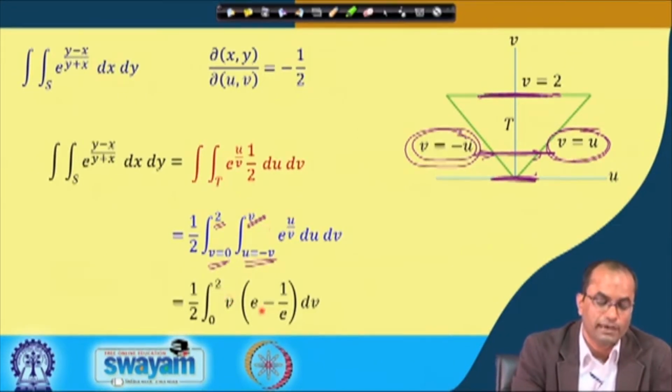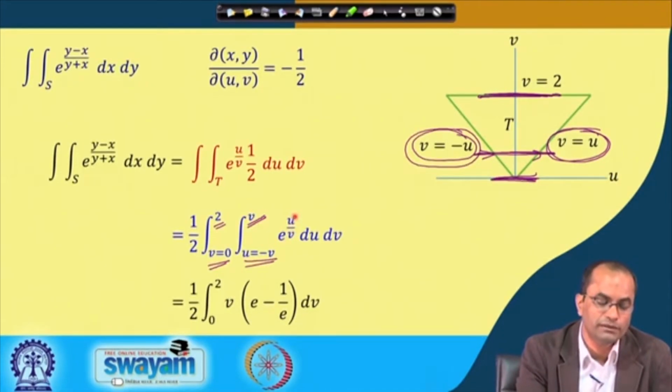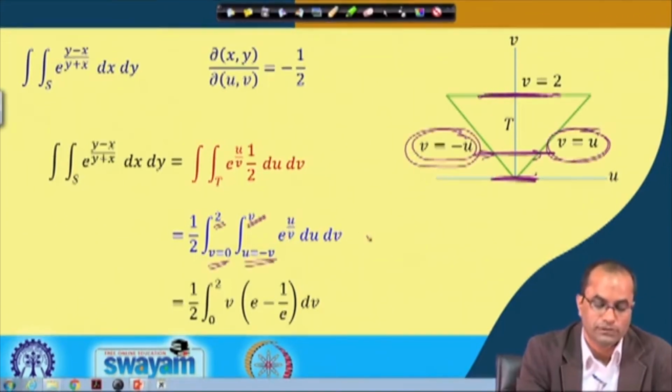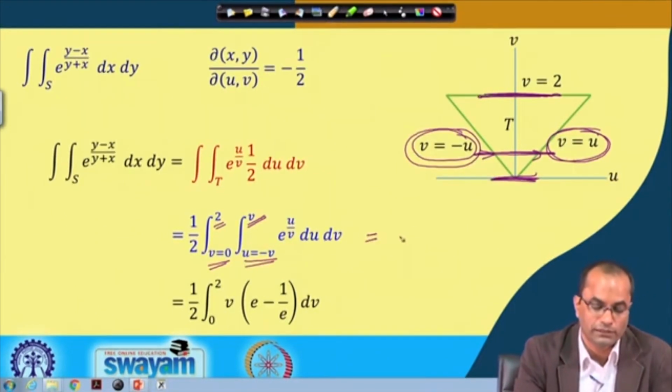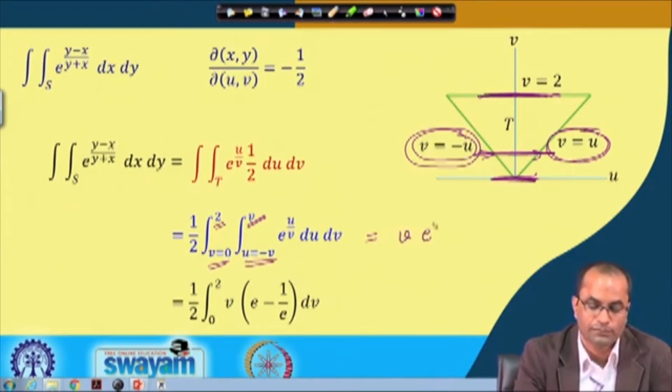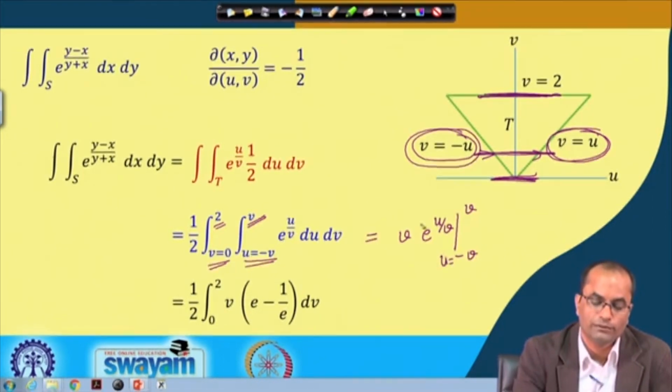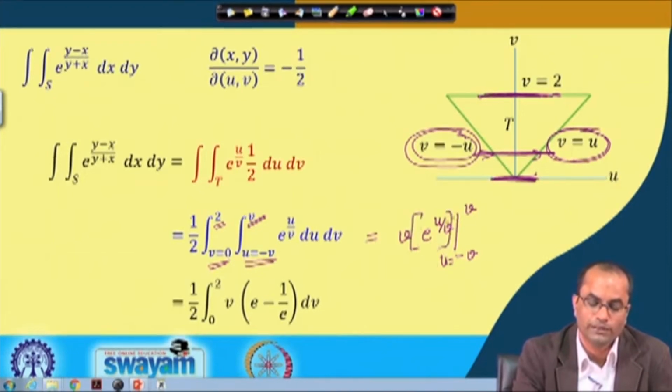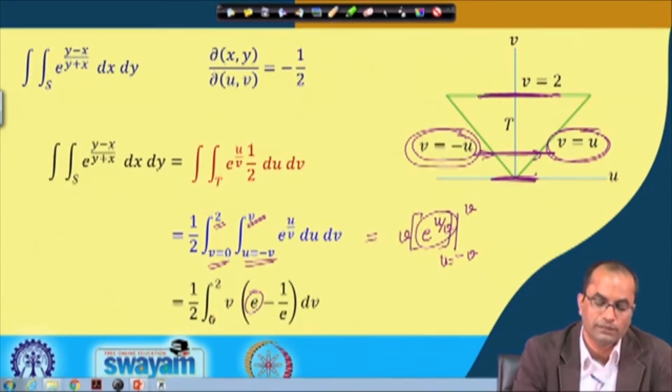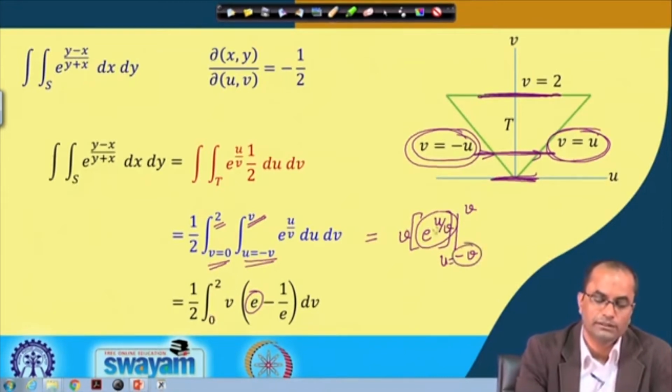So, v and then this e power u over v, when we put the upper limit v, it will give us e power 1. So, that means e minus the lower limit here. Again, just to make it clear, we have this integral e power u over v, and we are putting the limit minus v to v for u. When we put the upper limit v, this will become e, which is written here, and when we put the minus v, it will give us 1 over e term.